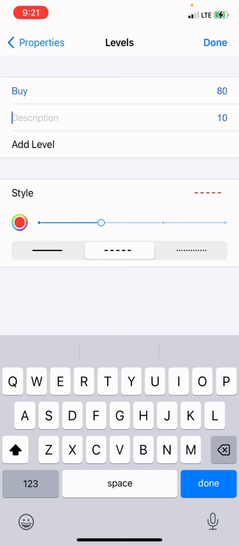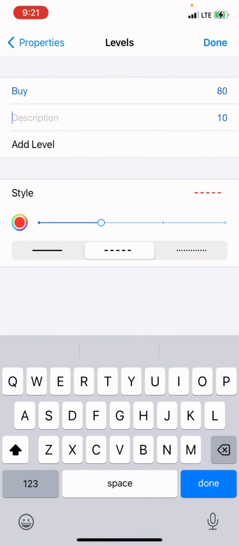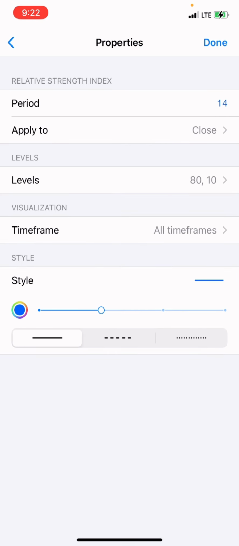Then the style, you put it on 2 pixel, which is this straight line here. Then the color, you can use any color of your choice, but right here I'm using the color red, right? Then this straight line pattern, you put it on the middle one right here, then you click on done, right?